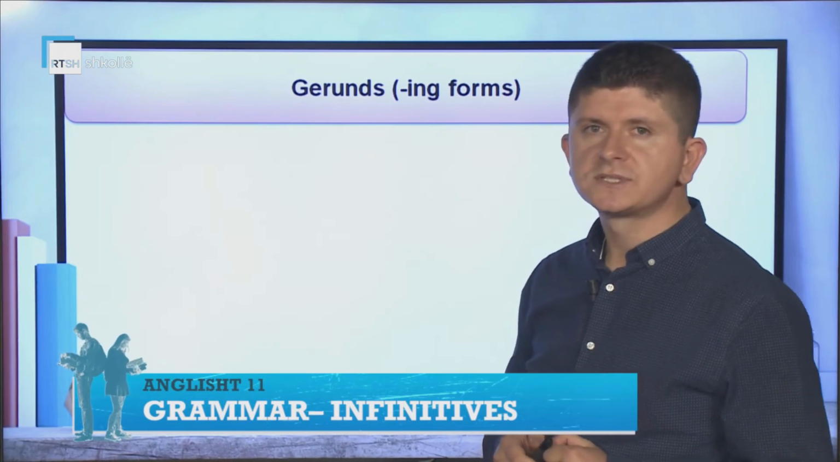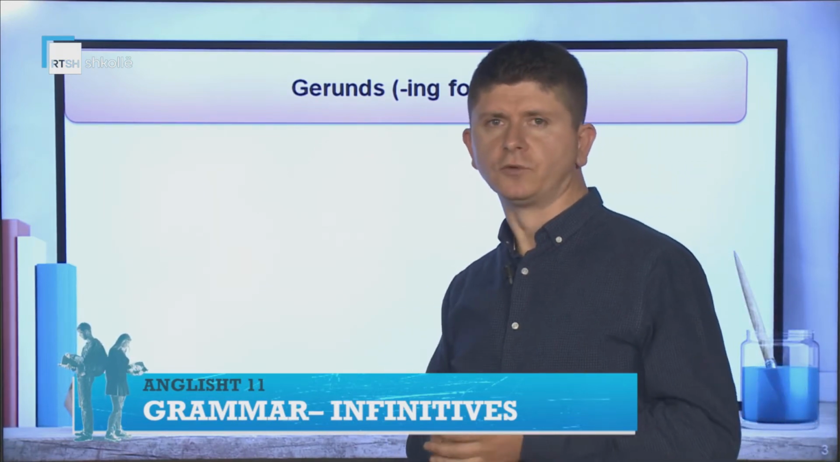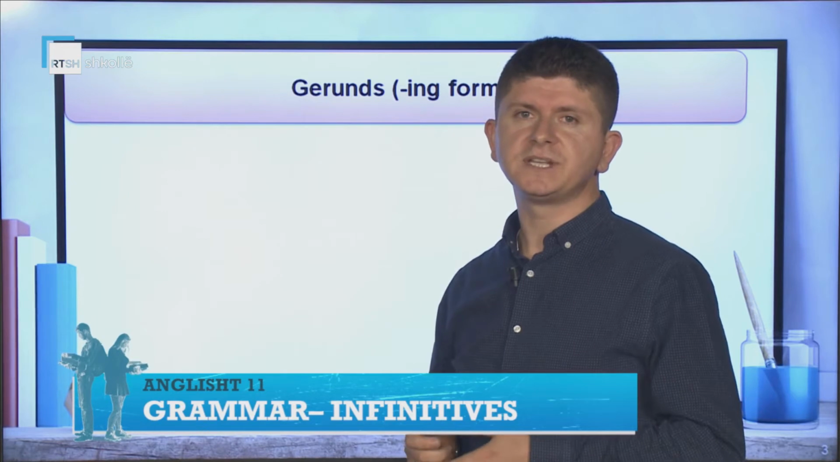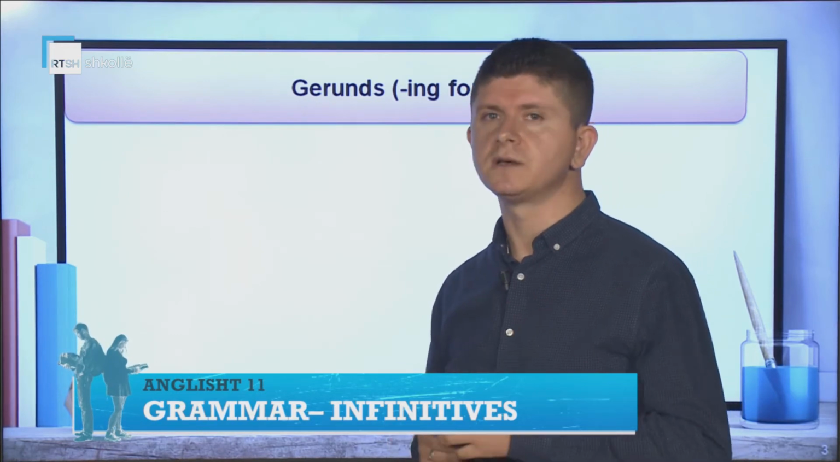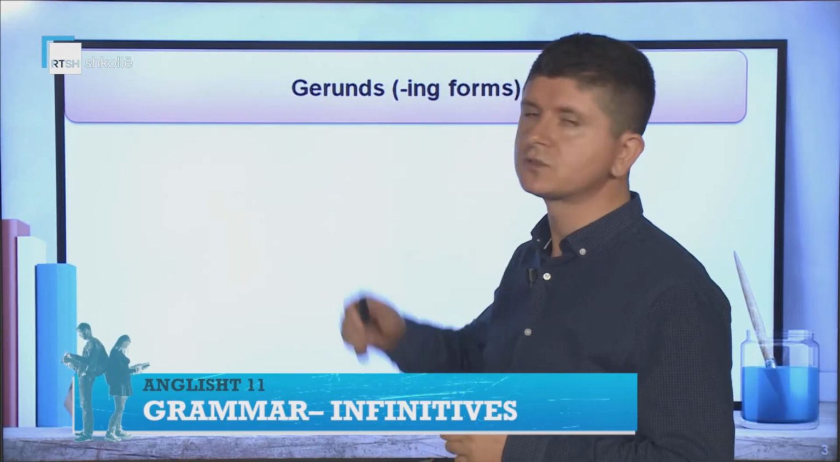Let's start. First we'll start with the ing form. What is an ing form? An ing form is a simple verb taking an ing and usually it becomes a noun, and we'll sometimes call it gerunds.